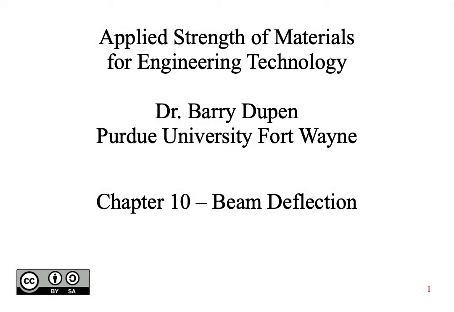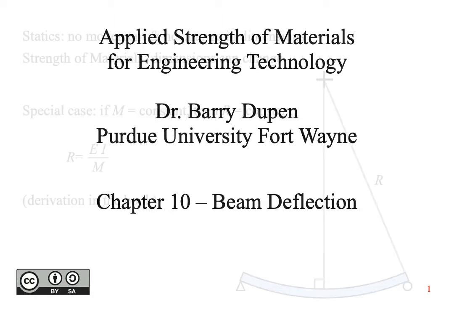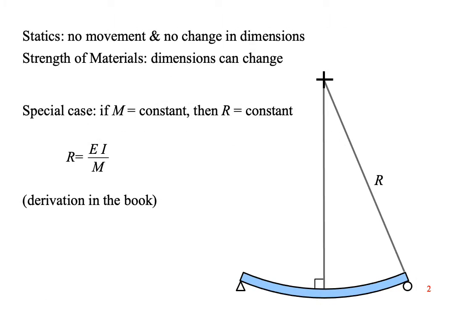When a beam is loaded with point loads or distributed loads, it will bend, maybe a little, maybe a lot. In Chapter 10, we will learn how to calculate how much a beam deflects under load. In statics class, a couple of the basic assumptions were that nothing moves, well, nothing accelerates, and no dimensions change.